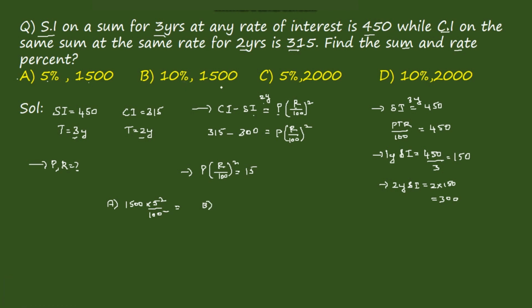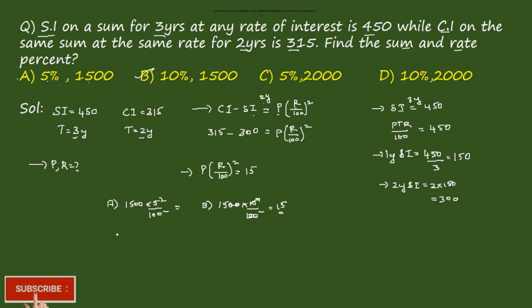The rate is given as 10 and the principal is 1500, so it becomes 1500 into 10 square by 100 square, right? So here the 10 square and 100 square get cancelled, these two zeros get cancelled, which is equal to 15, right? We're getting the value. So the answer can be B.